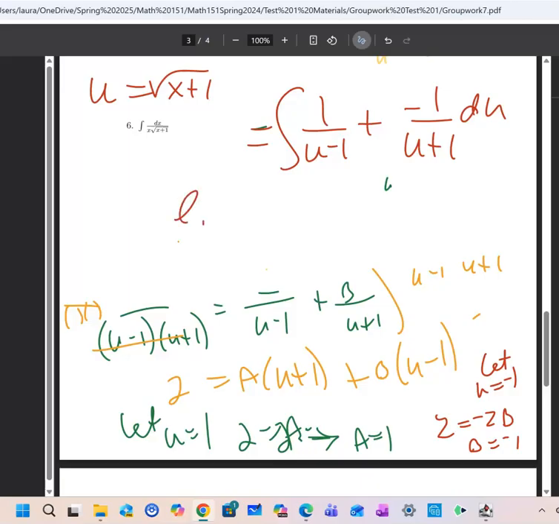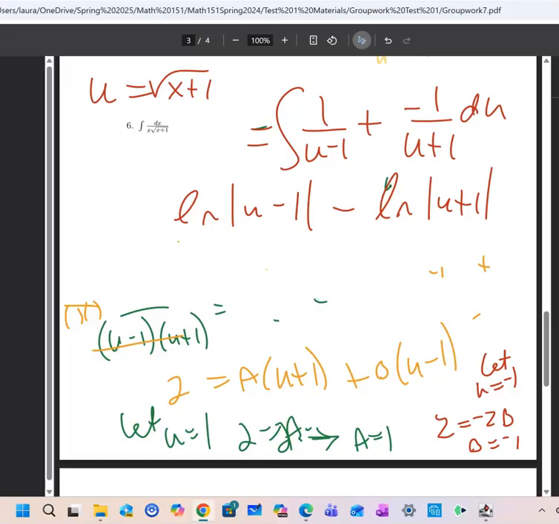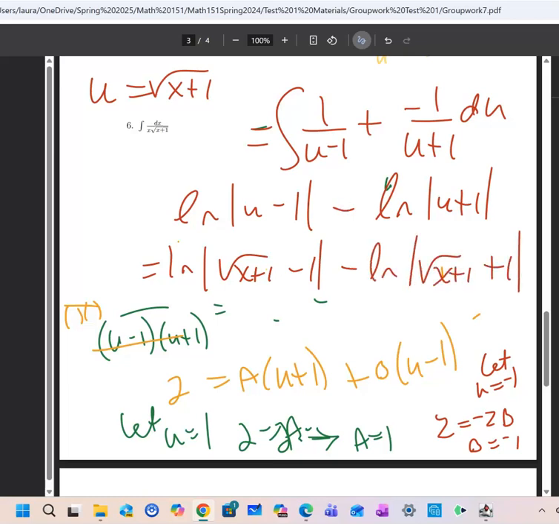So I get ln of u minus 1, minus ln of u plus 1, and then I put the u back in, and the u was equal to root x plus 1. So this gives me ln of root x plus 1 minus 1, minus ln of root x plus 1 plus 1, plus c, just for kicks.